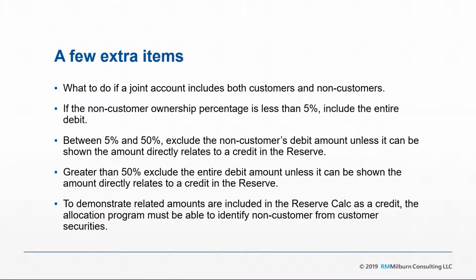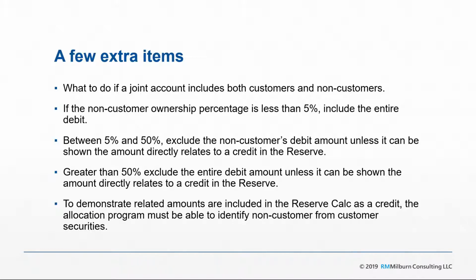Finally, let's discuss what to do if you have a joint account that includes both customers and non-customers. If the non-customer ownership percentage is less than 5%, you can include the entire debit. If that non-customer ownership percentage is between 5 and 50%, then you must exclude the non-customer's debit amount unless it can be shown that it's directly related to a credit in the reserve. And finally, if the non-customer's ownership percentage is 50% or higher, then you must exclude the entire debit amount unless it can be shown that the amount directly relates to a credit in the reserve.